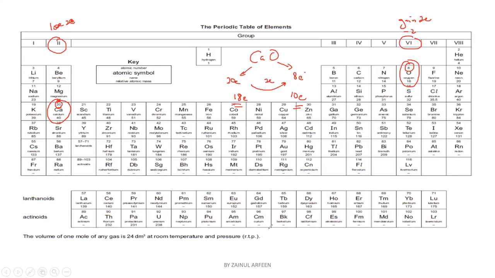In the question they ask which compound contains isoelectronic structure, or the same number of electrons in the outermost shell. So it cannot be option A. Option A is not the right answer.